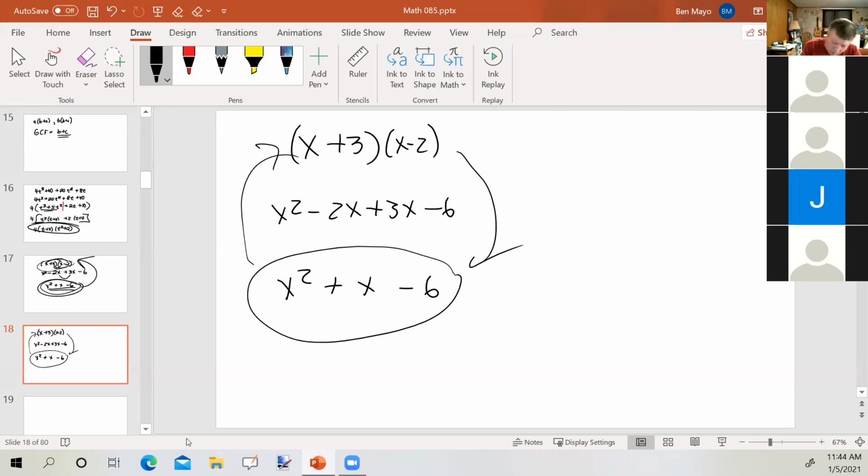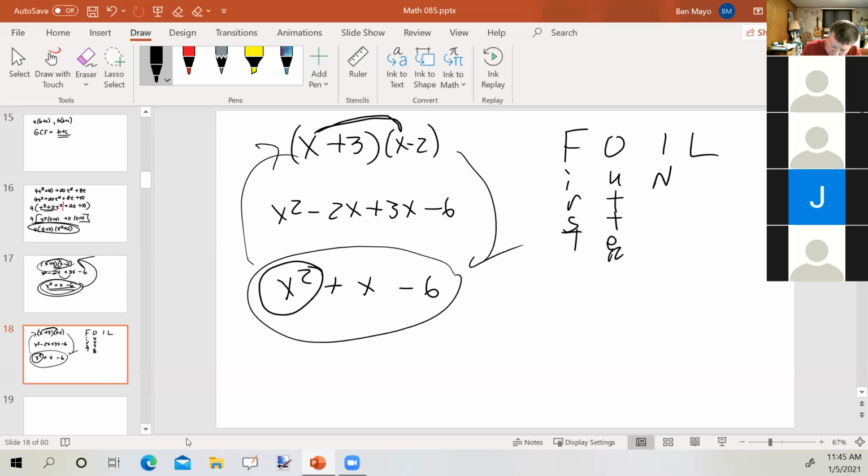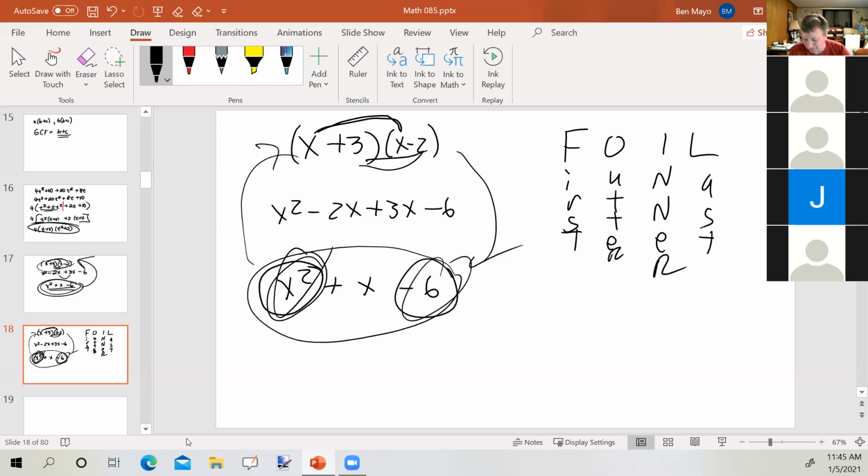This term came from the first times the first. In fact, FOIL stands for first, outer, inner, last. So this comes from the first times the first, okay? This comes from the last times the last, so that's the L. So the F comes from there and the L comes from there in FOIL, all right?